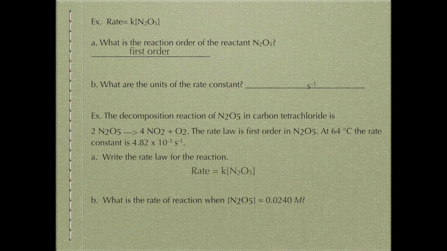Now, if it wants me to find the rate of the reaction and gives me the concentration of N2O5, I know my K, it's 4.82 times 10 to the -3 that's given to me. So I can plug that in to solve for my rate. And so my rate here is going to be 1.16 times 10 to the -4 molar per second.